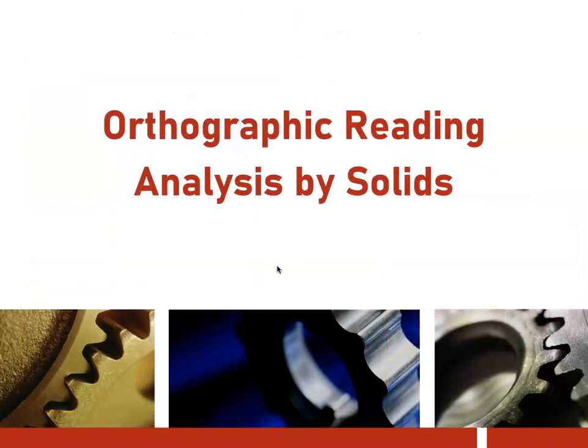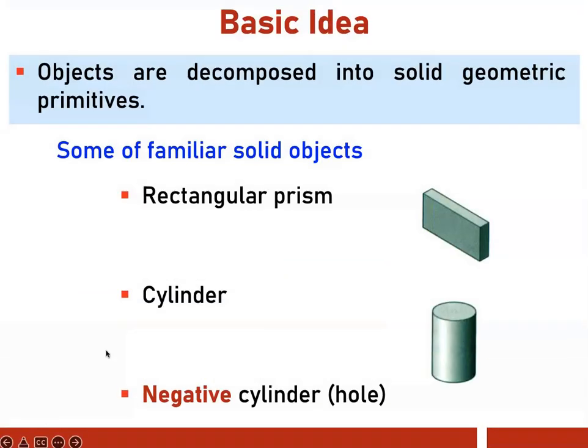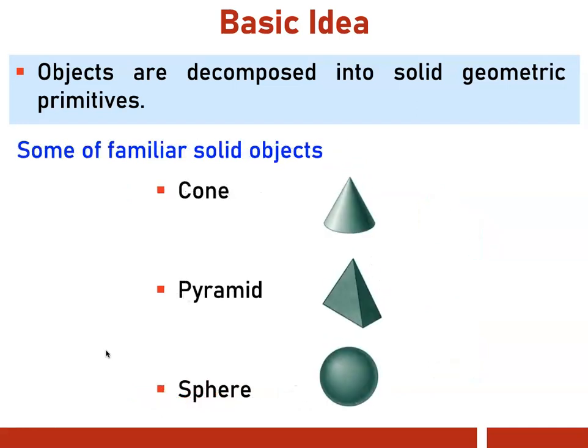So the first approach is analysis by solids. Let's take a look. Okay, so objects are decomposed into solid geometric primitives. So these are some of the familiar solid objects that we know, which is the rectangular prism or just rectangular block, and cylinder, and sometimes we have the negative cylinder, which is just a hole. So these are the blocks that we know and we are familiar with. Other types that we are familiar with is cone, pyramid. Doesn't really look like a pyramid, but we'll consider this a pyramid, and also sphere, right?